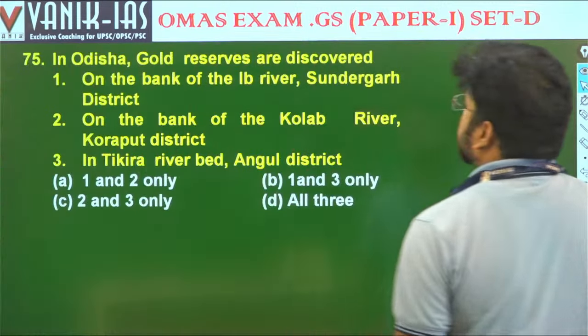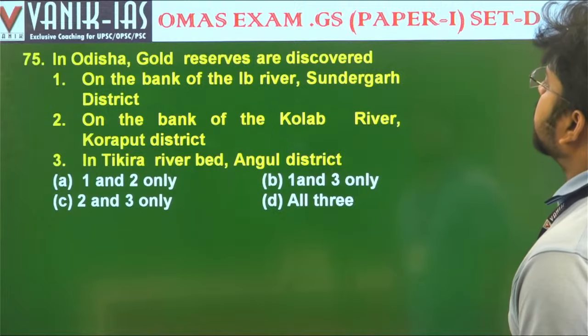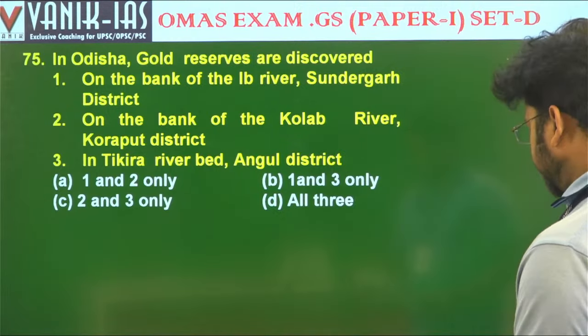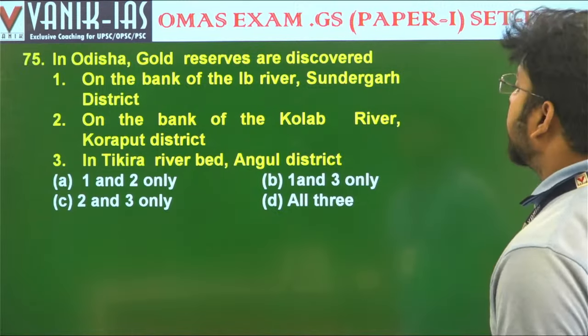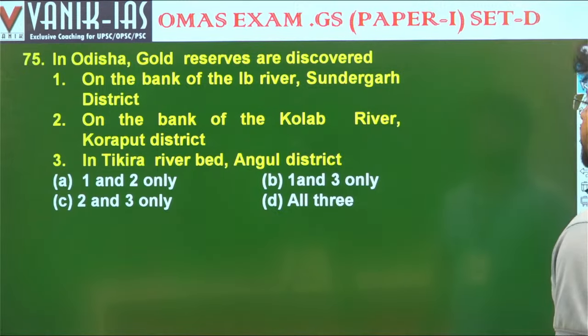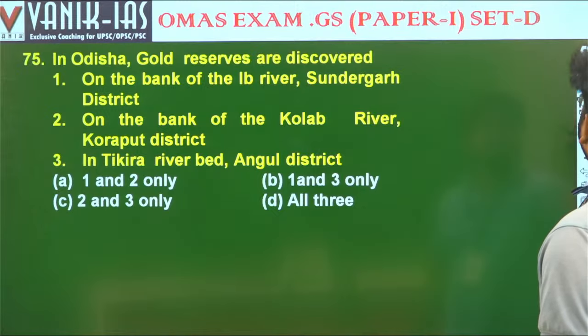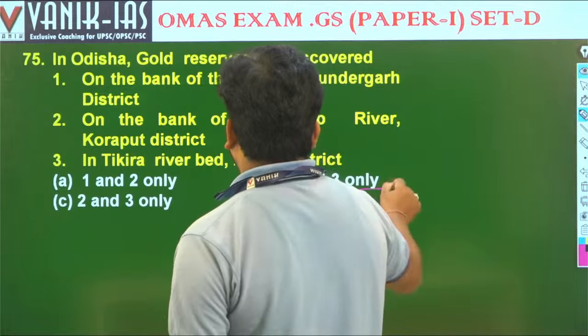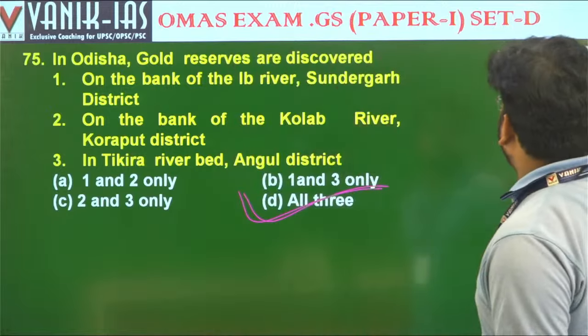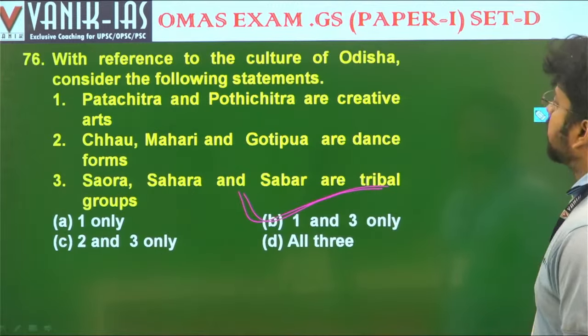Odisha gold reserves: in Odisha, gold reserves are discovered on the bank of the Ib River in Sundargarh district, on the bank of the Kolab River in Koraput district, and on the Tikira River in Angul district. Everywhere it is right. All three options are correct. In all three regions, gold reserves are found.